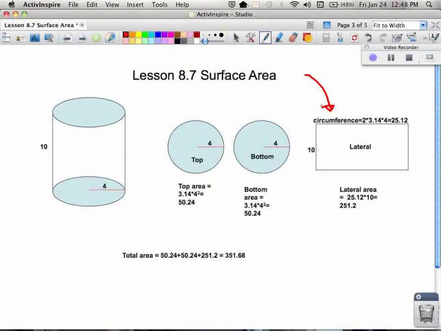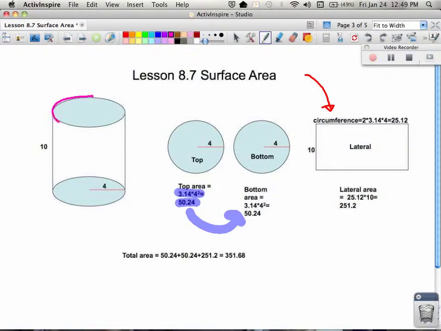So in order to find out the total area, you would take 2 circles' areas and 1 rectangle's area and add them all up. From each of the circles, I see that since my radius is 4, I would have pi times the radius squared, or in other words, 3.14 times 4 squared, and that would give me a grand total of 50.24. Now the cool thing is the top and the bottom are exactly the same, so you have 2 of those.